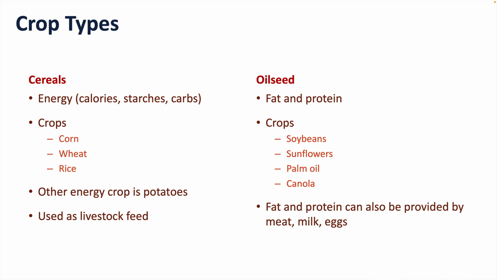Then we have oil seeds, which provide primarily fat and protein. So if we're looking at cereals, there's part of the corn, for example, that's protein and fat, but it's predominantly carbohydrate or energy source. Oil seeds tend to be high in protein and fats. And these crops include soybeans. Soybeans is a big one. Sunflowers, palm oil, and canola.